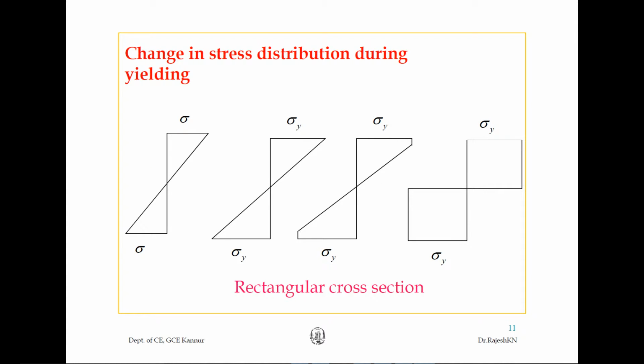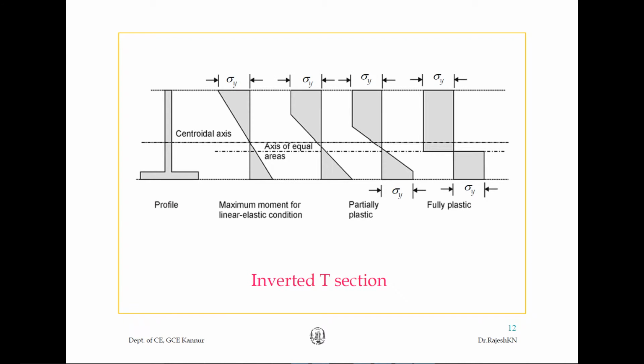The changes in stress distribution: first of all, we apply some sigma stress, then the sigma y stress comes. This is the yielding stress at which the material has yielded. Then as we increase the moment, the stress distribution increases during yielding. Similarly, it will tend to become rectangular from both sides. This means it has yielded.